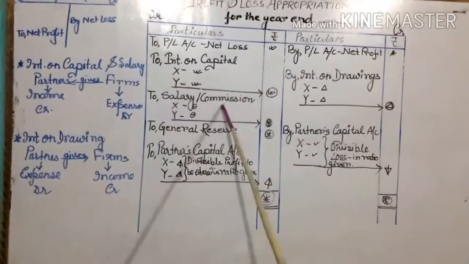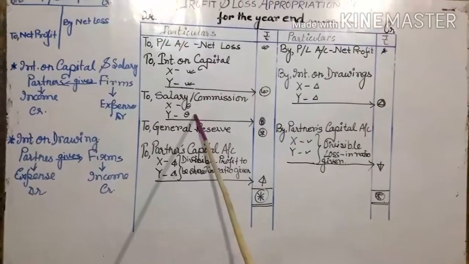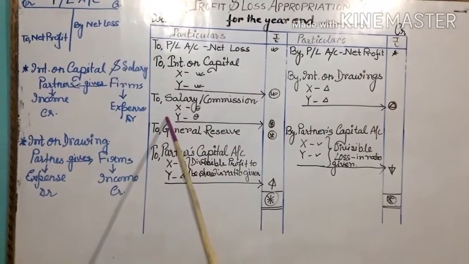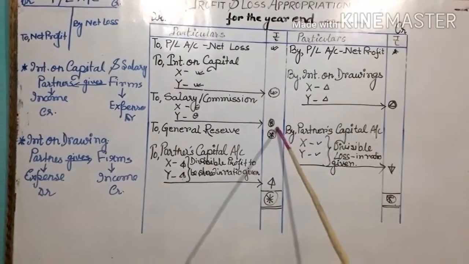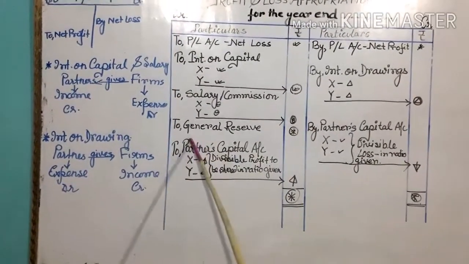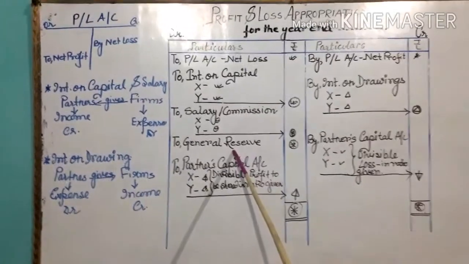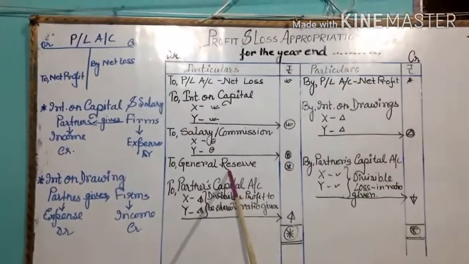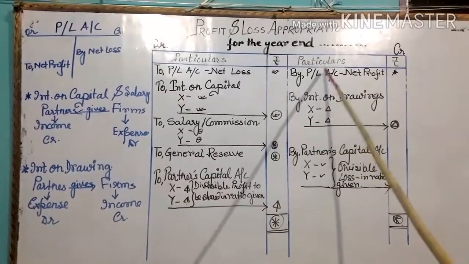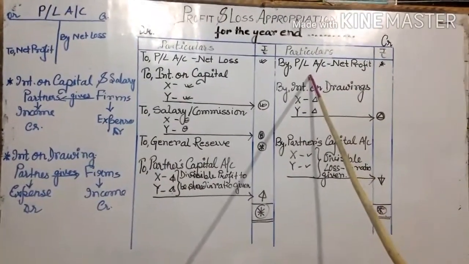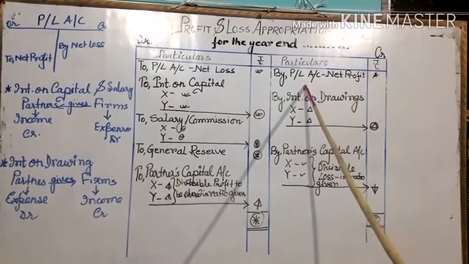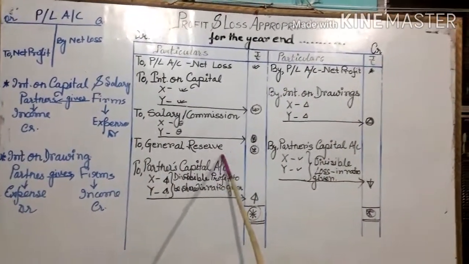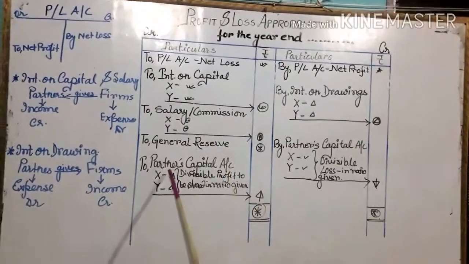Again, salary or commission, whatever amount will be given to the partners, as I've taken here X and Y as the partners, and the total in the outer column. Now this general reserve is a part of the profit which is kept aside for future use, because you all know that the total profit which is earned is not utilized. A part is kept aside for future use.